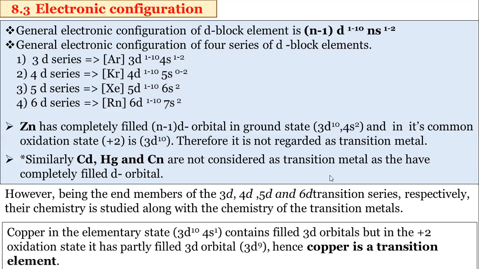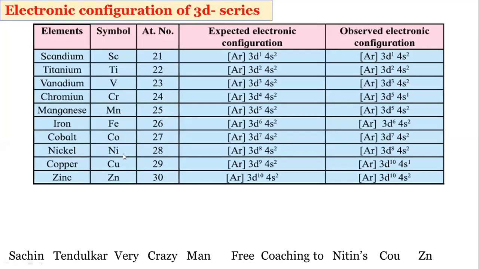Copper is included in the transition elements. I am coming to the anomalous behavior of chromium and copper. See, like zinc, the d orbital is completely filled, 3d10, 10 electrons are there. That's why zinc is not included in transition elements. But any student can ask me, sir, in copper also the d orbital is completely filled. So why is it included in the transition elements or d block elements? I will explain the reason.